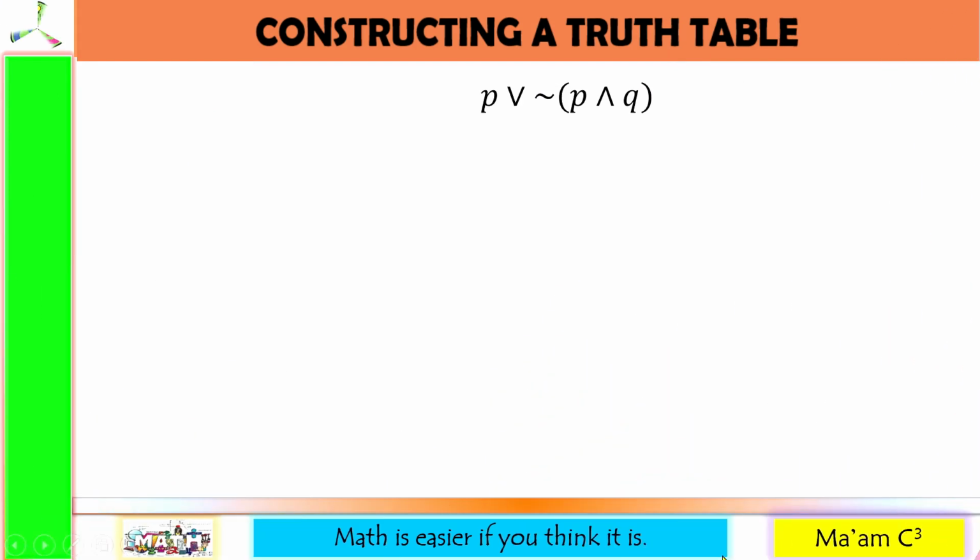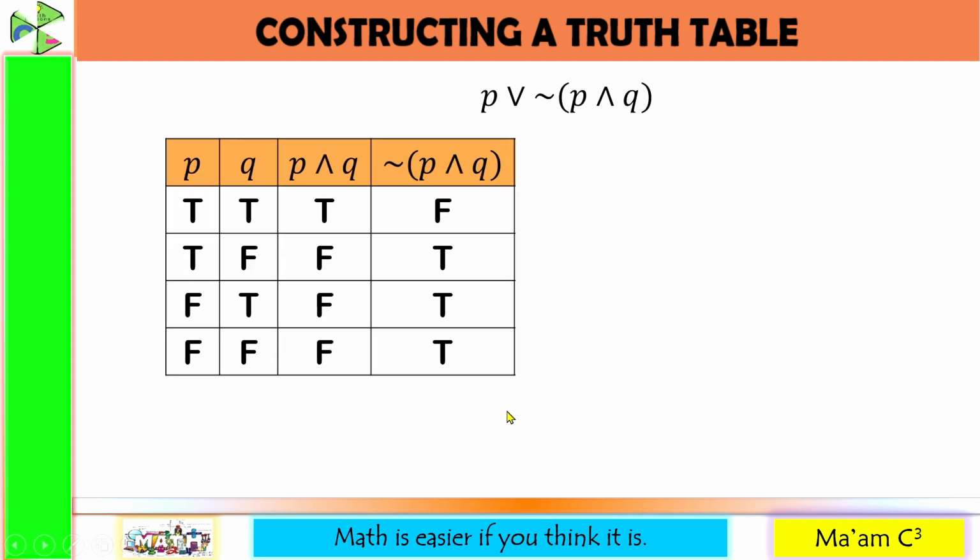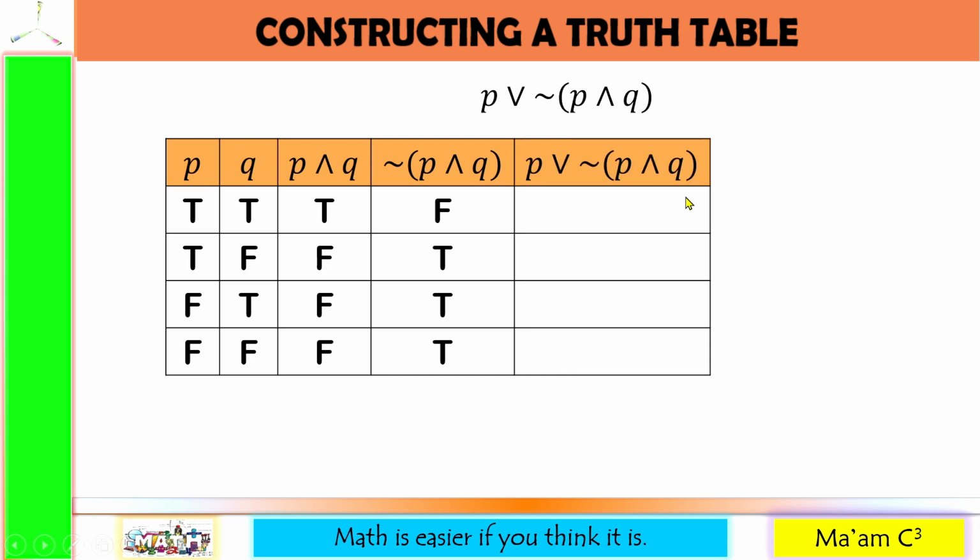Let's have another one. This time I have P or not P and Q. I have two propositions, P and Q. And we already have P and Q earlier as well as not P and Q. So we're just going to rewrite our answer earlier. But now I'm going to add a column for the whole thing, P or not P and Q. Let us focus our eyes on P. We need P. And our answer for not P and Q, this portion here. Our answer here is this column.